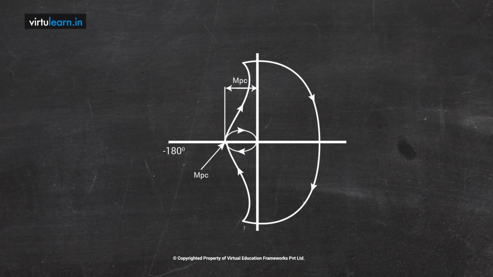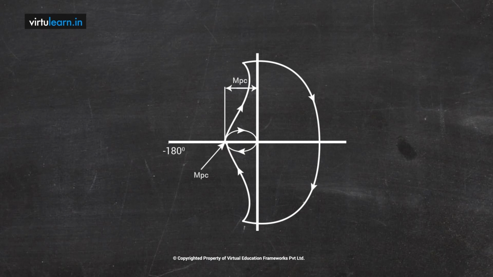To get the Nyquist plot, we are going to combine all the plots. When you combine all the plots, it is going to be like this. Now what we are interested in is the minus 180 degrees line, or the negative real axis. Your Nyquist plot crosses the negative real axis at this point.